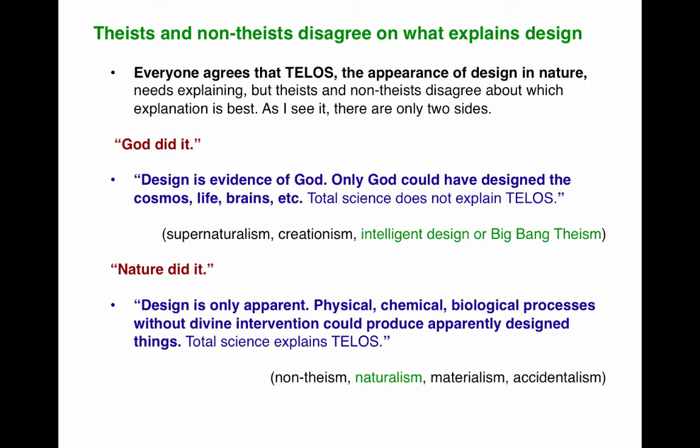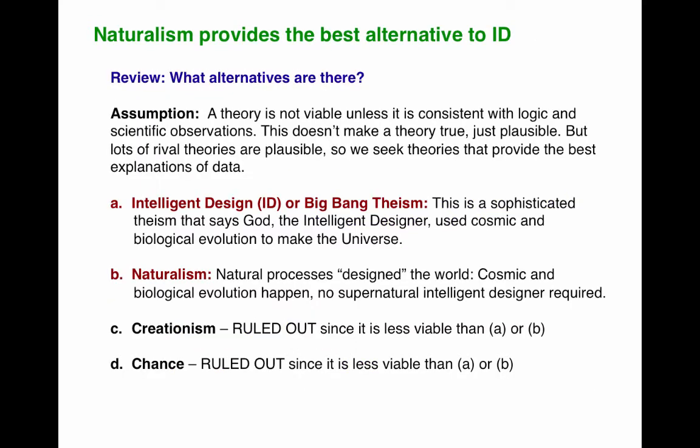The other view is that nature did it. Design is only apparent. Physical, chemical, biological processes, without divine intervention, could produce apparently designed things. That is, total science explains telos without supernatural entities. Naturalism provides the best alternative to ID.